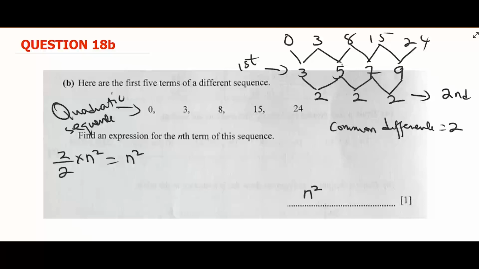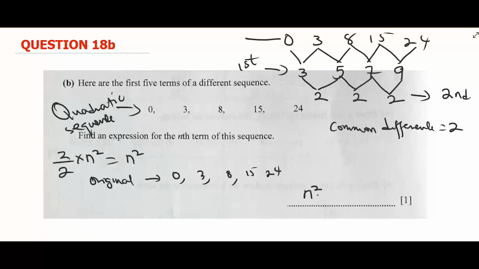Now, don't forget that this is my original sequence here. So I can write it here. The original sequence, let me write it here. So it will be 0, 3, 8, 15 and 24. Now I have n squared as part of my nth term for the sequence.